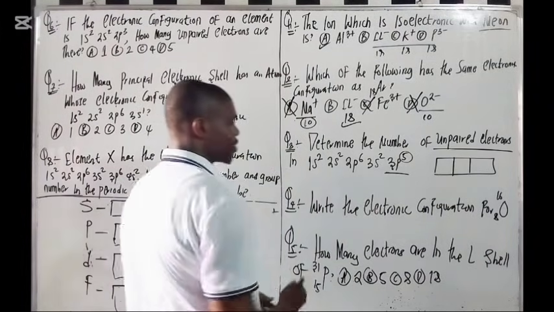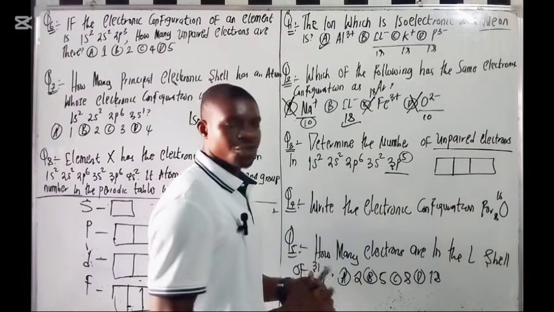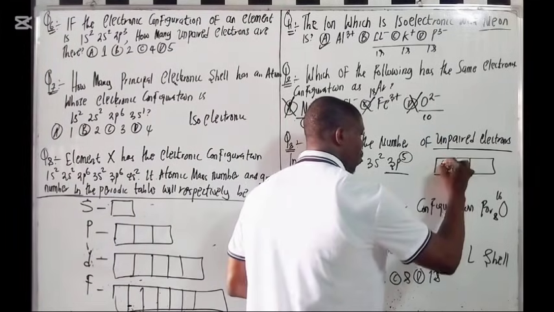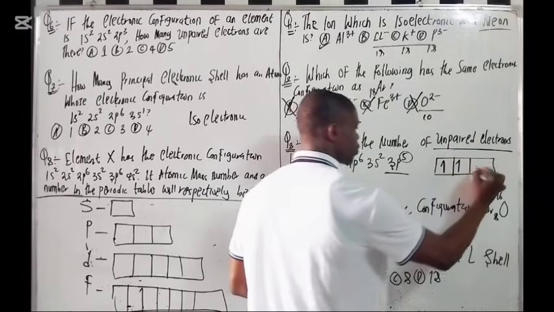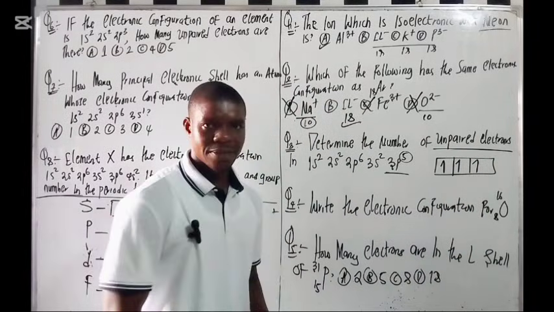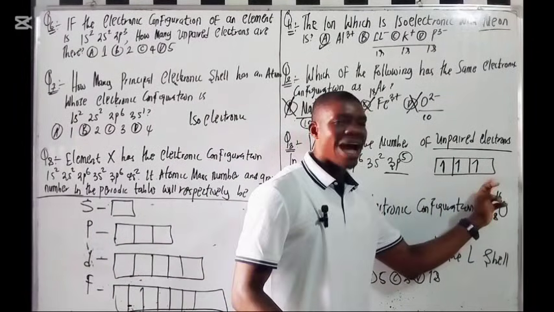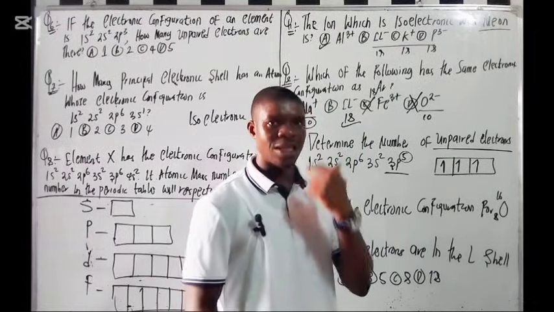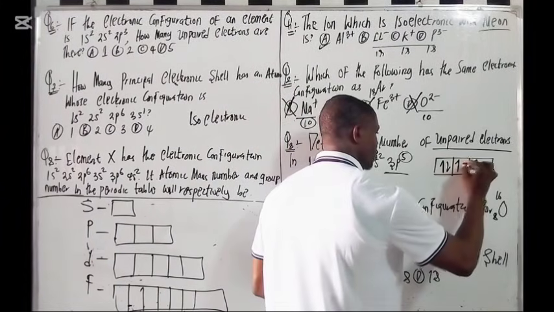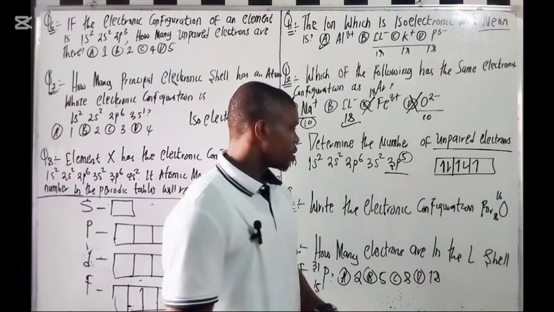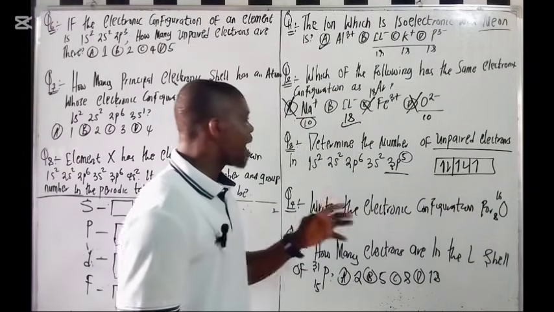So here we have 5 electrons. According to Hund's rule, they must spin up first: 1, 2, and 3, right? So I've used 3 out of it, and you are left with 2. Then I'll come back again. I now have 1, 2, making 5. They're asking how many unpaired electrons.